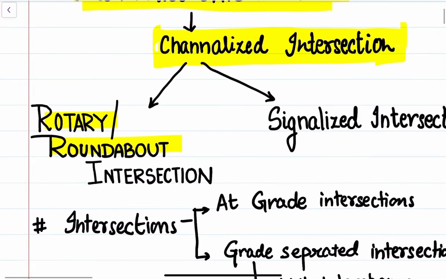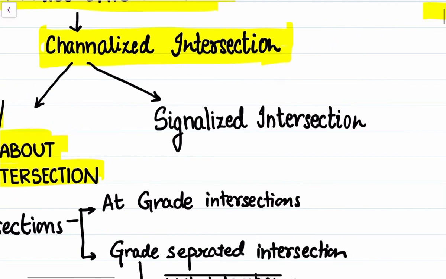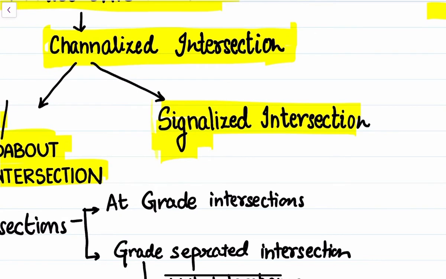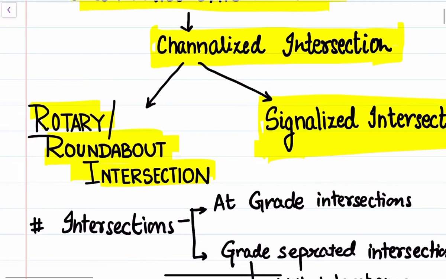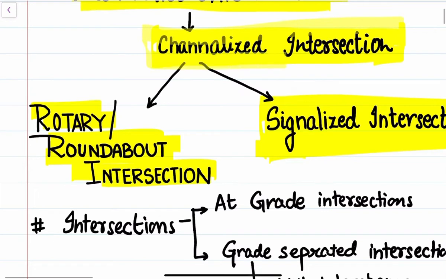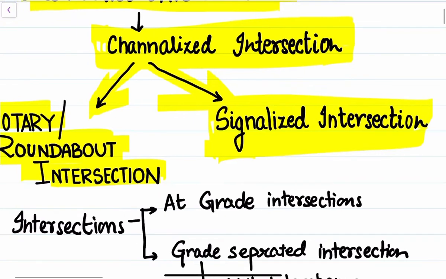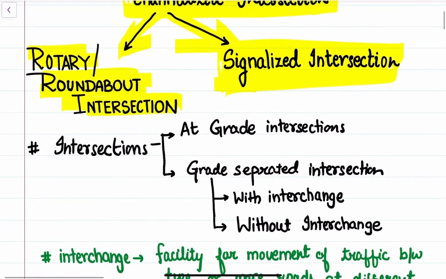If that is the scenario, it is called a rotary or roundabout intersection, or we install traffic signals along the intersection, and then that intersection is called a signalized intersection. So the channelization of an intersection is done either by construction of a rotary or roundabout, or by signalization of the intersection. We are going to discuss these intersections in detail.